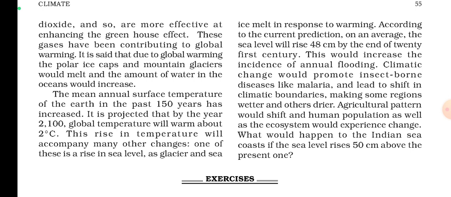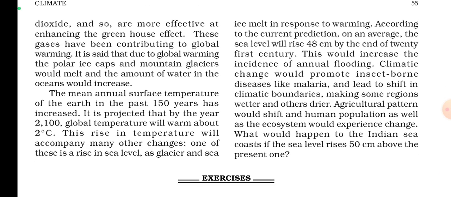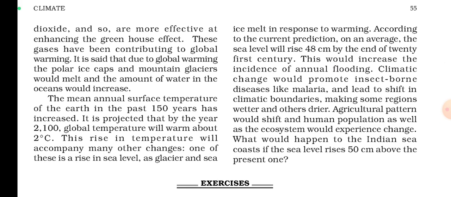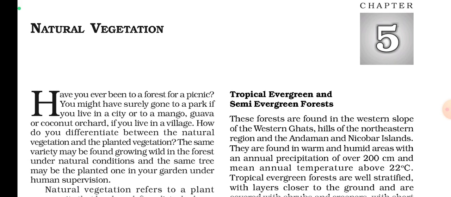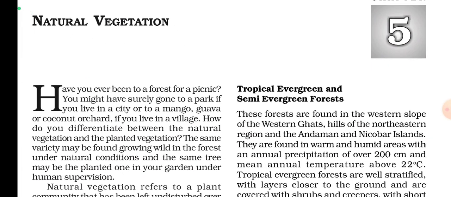What would happen to this Indian sea coast if the sea level rises 50 centimeter above the present one? Okay, so many places will go under the water. So we have completed so far this climate of India, and from the next video we will start this chapter, that is natural vegetation. In this video I will stop it here, okay, for the ease of uploading the videos.